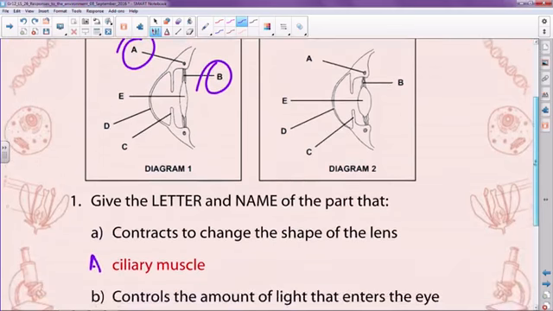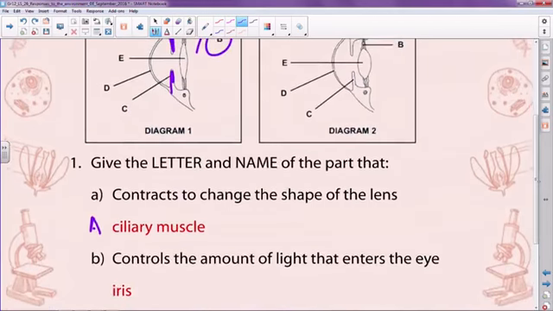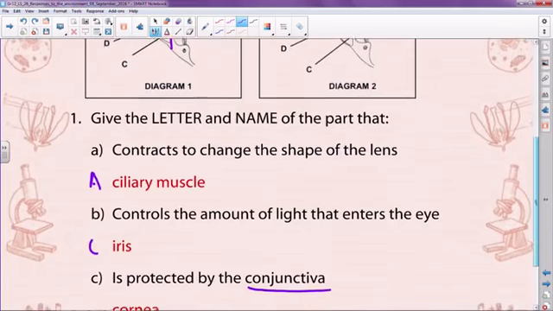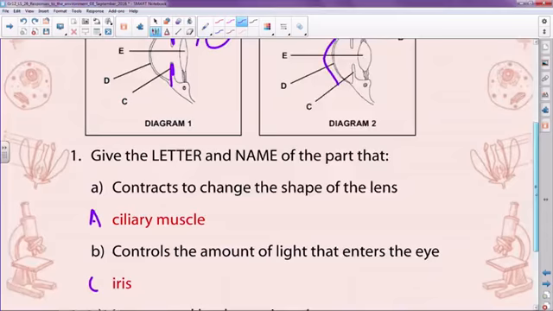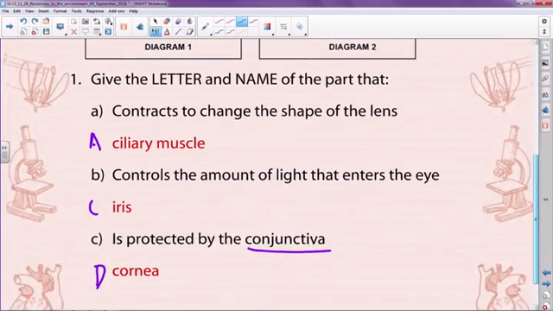Next one, controls the amount of light that enters the eye. It is your iris, so it is C. Iris, which is C. And then the last one, it's protected by the, why can I not say this, conjunctiva, and that is your cornea. If we have a look at it, where is your cornea? Can you see? It is D. So there are your answers that should have been done nice and quick.